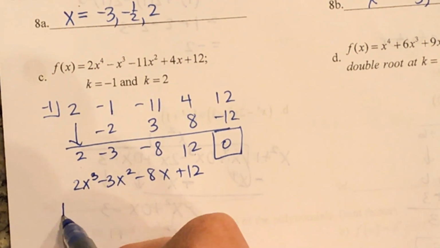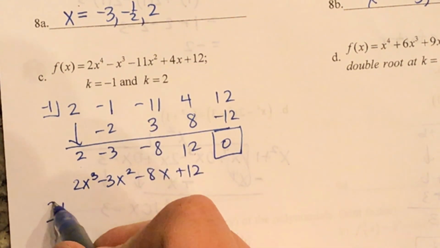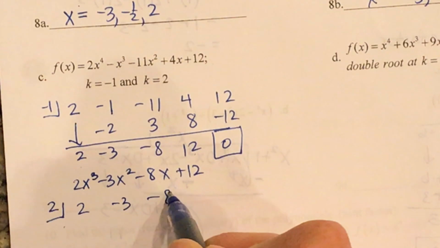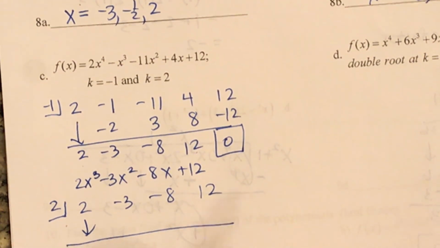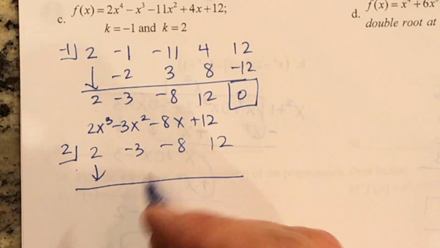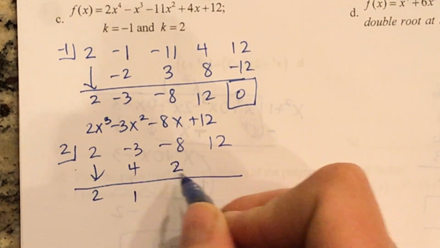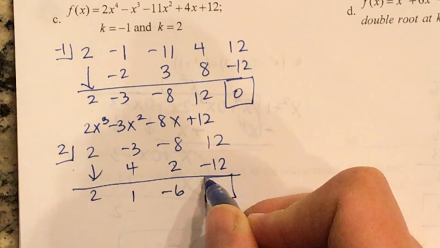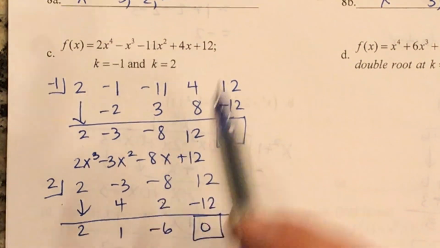Now, I'm going to use that again. I'm not going to go back to the original. I'm going to use this new info with that 2. 2, -3, -8, 12. Not the 0. The 0 is done. Remember, my whole point is to be making this thing smaller and reducing it down. So 2, that gives me a 4. 1, when I multiply, that gives me 2. That gives me -6. Multiply, that gives me -12. Look, shocking, it's another 0, and I expect that.